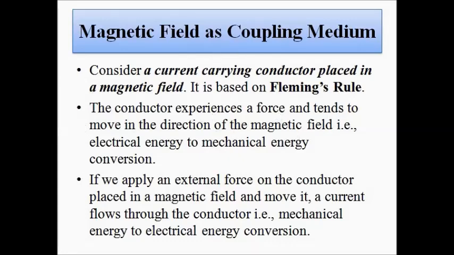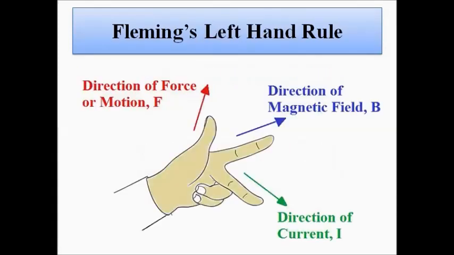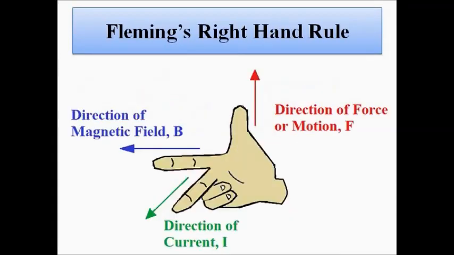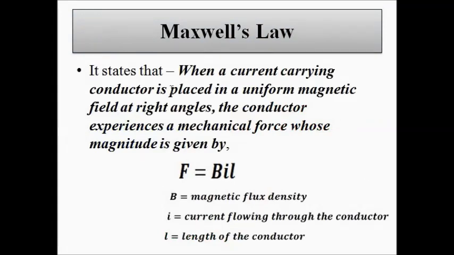We have already discussed Fleming's left hand, right hand rules in the previous videos. You can check it out. So as per this Maxwell's law, it is in direct relationship with Fleming's rule. It states that when a current carrying conductor is placed in a uniform magnetic field at right angles, the right angles factor is very important.